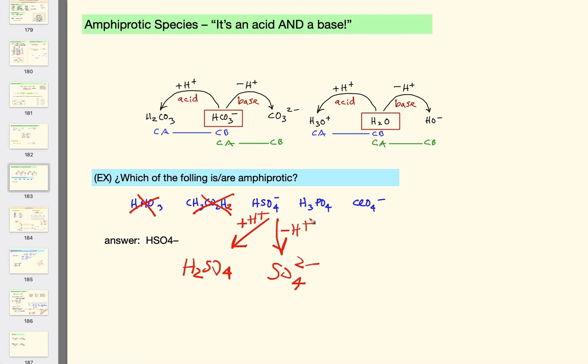So this is amphiprotic. Likewise, this acid can only lose protons. It can't gain it. And this base, perchlorate, can only gain a proton. It can't lose it. So your answer is this is the only amphiprotic species in that list.